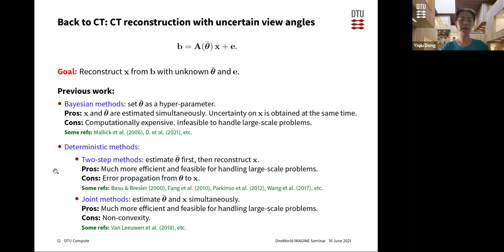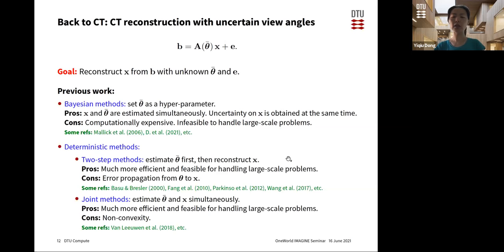This also limits application to large scale problems. Another type of method, I call the deterministic method, and here I separate it into another two types. The first type is just a two-step method, which means we first estimate view angles, then according to the estimated view angle, we do the reconstruction. The advantage here is that both steps can be solved very efficiently. For estimating the angle, there are many different techniques, like using a reference object or sticking markers. And for the reconstruction part, there are many reconstruction methods for CT.